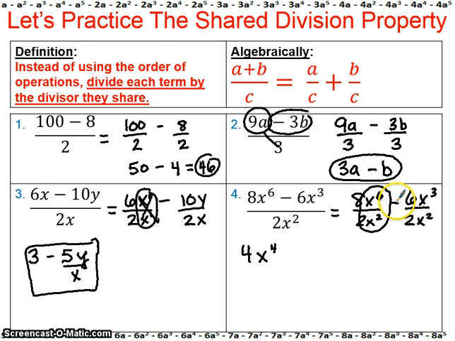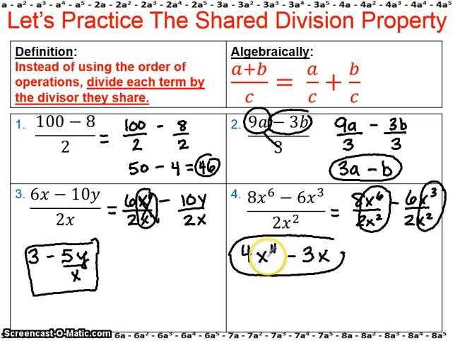Now, in our second term, we have negative 6 divided by 2, which makes negative 3. And we again have the same base being divided, so we get x to the 3rd divided by x squared. If we subtract the exponents, we get x to the 1st, and it will go in the numerator, so we get x to the 1st, or just x. So our simplified expression is 4x to the 4th minus 3x.